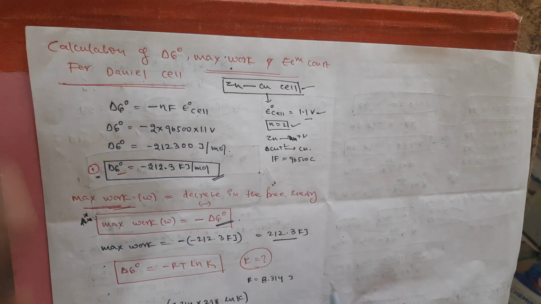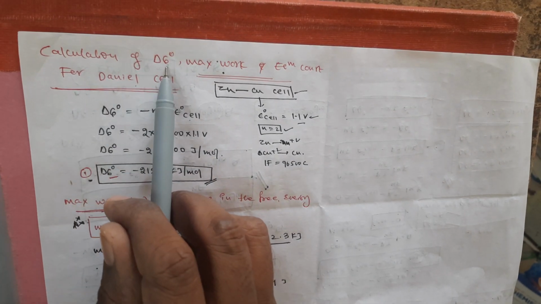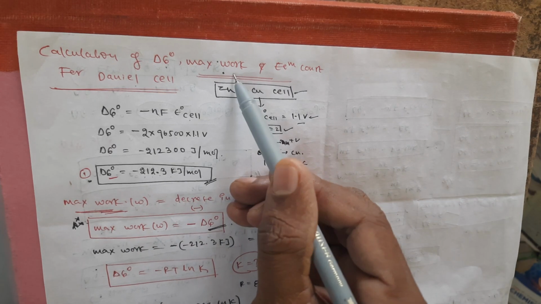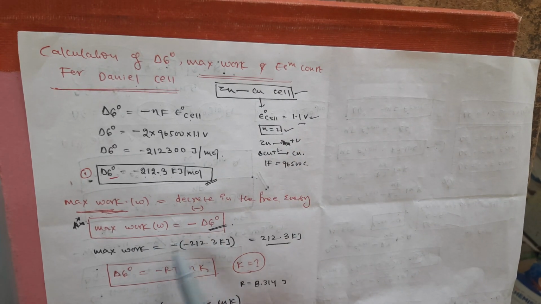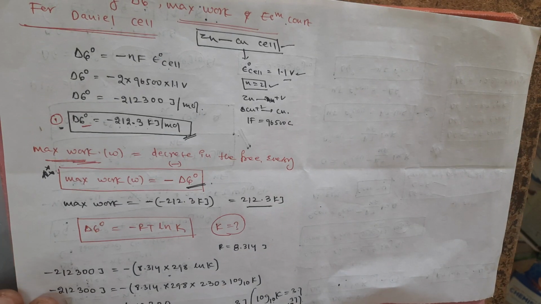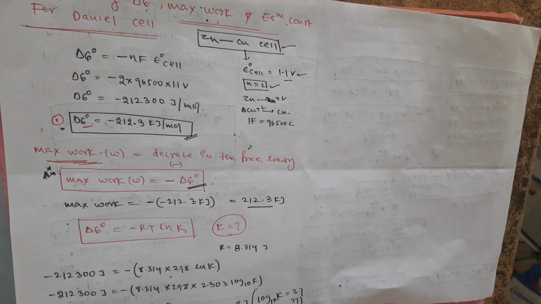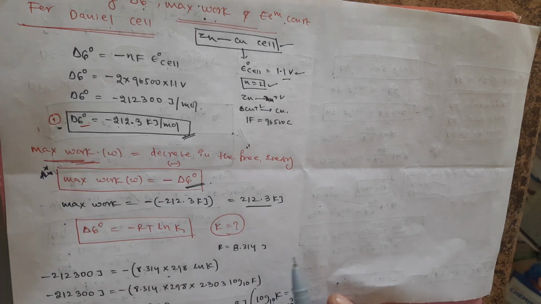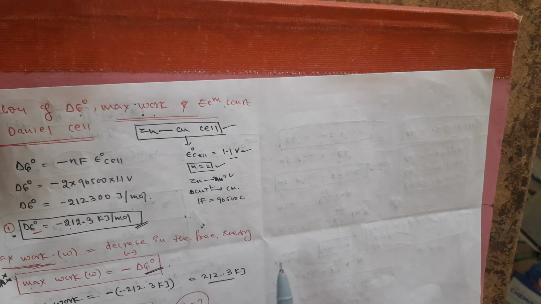So what is it here? In the Daniell cell, the calculation of delta G naught is minus 212.3 kilojoule per mole. And the relation with maximum work: maximum work is equal to minus delta G naught. And the equilibrium constant for the Daniell cell is 10 power of 37. This is the relation between delta G naught and equilibrium constant. After that, the next one is equilibrium constant from the Nernst equation.